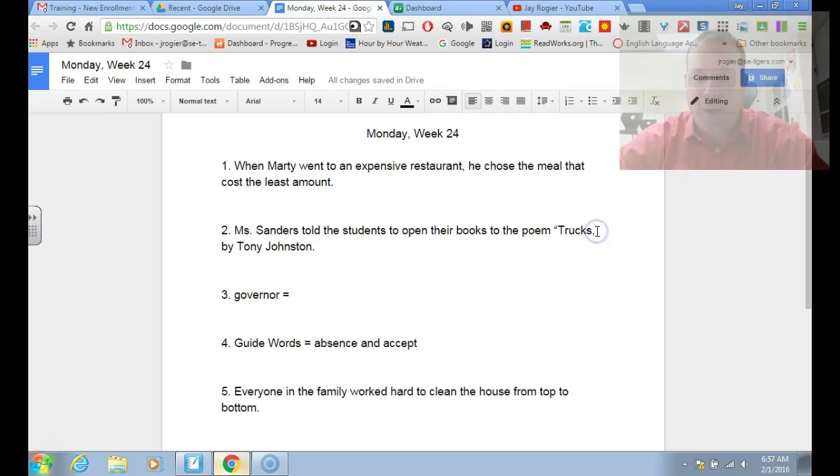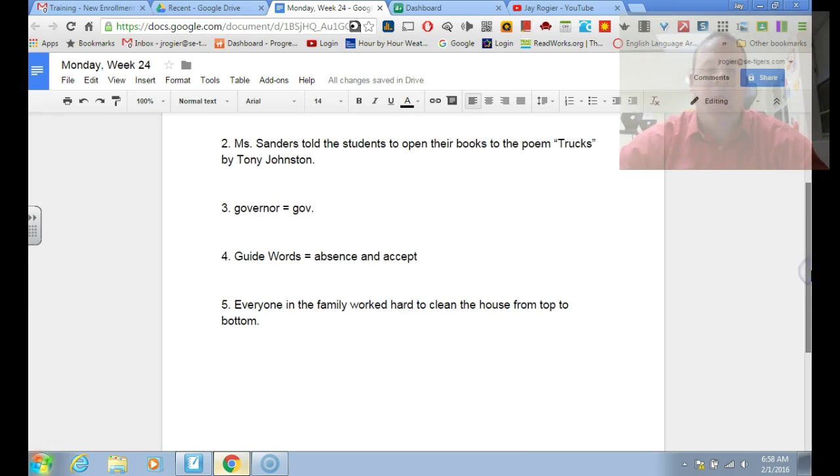And actually, I'm going to put the second quotation. We're going to have to get rid of that comma first. So it's just, there's really no comma. So the poem Trucks by Tony Johnston. And then the period, and then that's good for number 2. Governor, they're only looking for an abbreviation, and that's just G-O-V, period. Pretty simple. Now, number 4 with guide words.